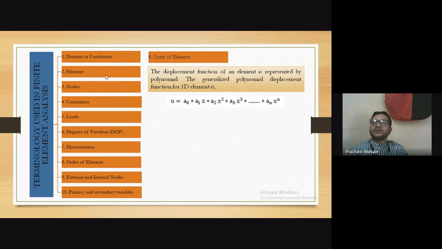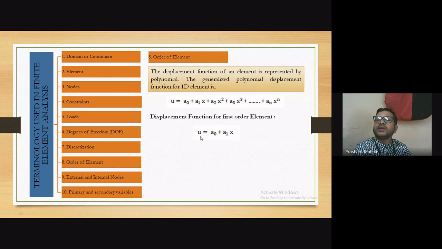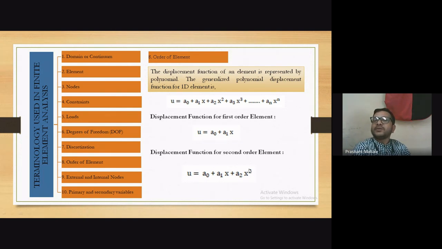If you go for the generalized equation, then this is the generalized equation that we have. Depending on the order, the first order element will have this equation that will be used for solution. We will use that, don't worry. And the displacement function for a second order element, you will use this. Second order means x square, only x is first order. Third order, x cube, and so on.